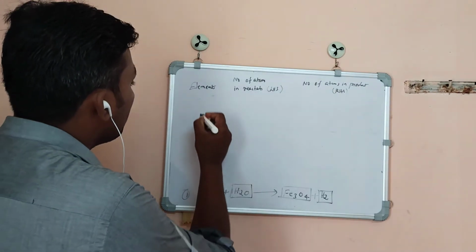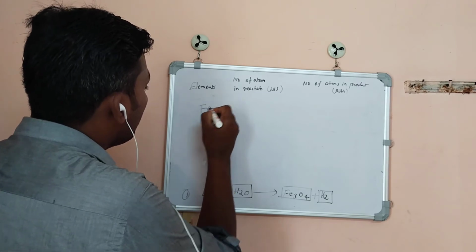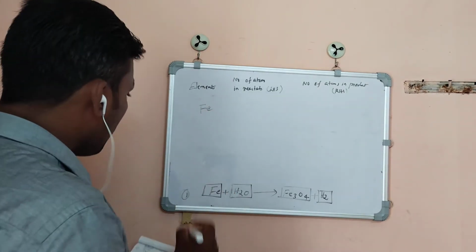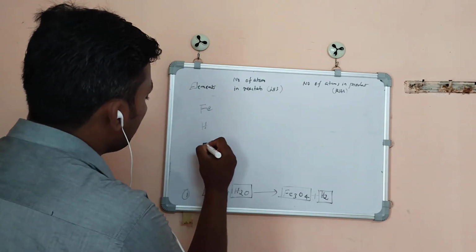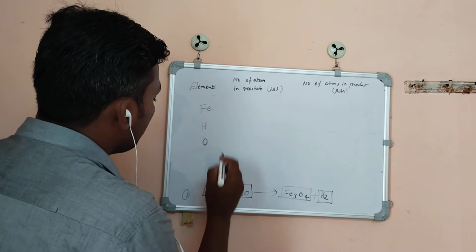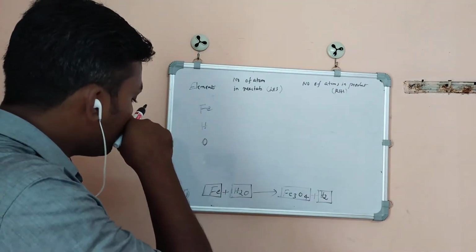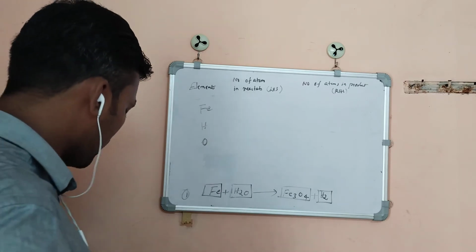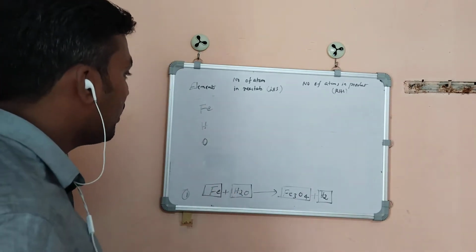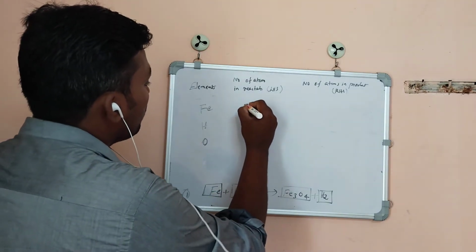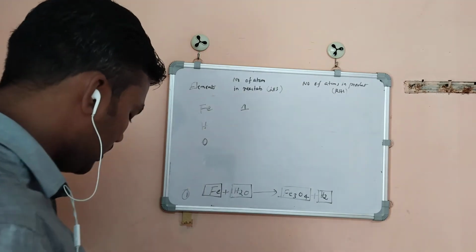So what are the elements here? Fe is present, another one is hydrogen, another one is oxygen. Okay, 3 elements are present in this reaction. Count the atoms present in this reaction. How many Fe are there in the reactant side? Only one. In the reactant side only one Fe is there.